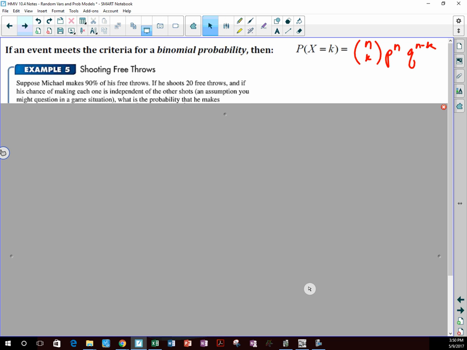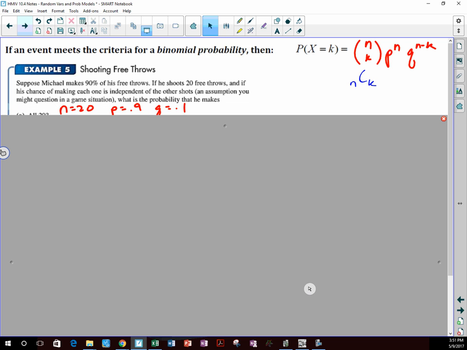All right, so I wrote that formula again here on our next page. Probability of x equaling k is n choose k. Again, that's just n choose k. If you want to write it like that instead, that's fine. And we have this example here. It says, suppose Michael makes 90% of his free throws. So we're going to say that the probability of him succeeding then is 90%. We're going to say making a free throw is a success. He's going to shoot 20 free throws.